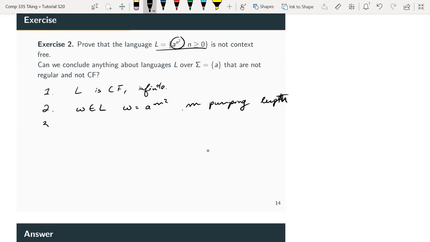And then you need to find contradictions for every possible case, for every possible decomposition. But in this case, what's nice is that because it's a singleton alphabet, you essentially have a single case. If you decompose W as UVXYZ, the only possible case is that V and Y together are a bunch of A's, let's say K A's, for K at least one and at most M. Then the argument that I'm going to use should look very familiar.